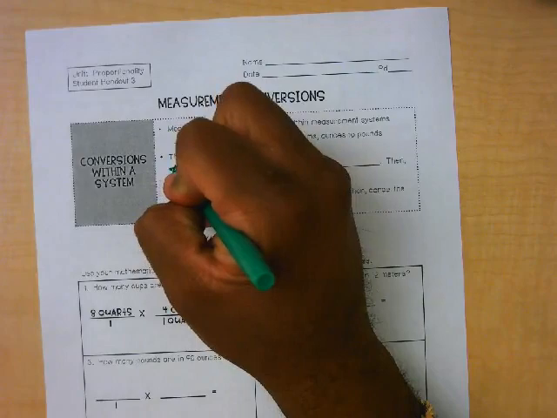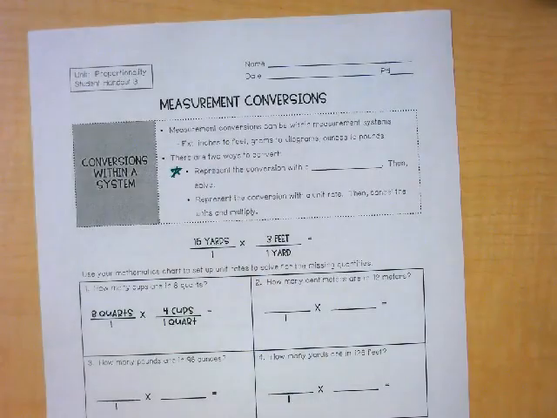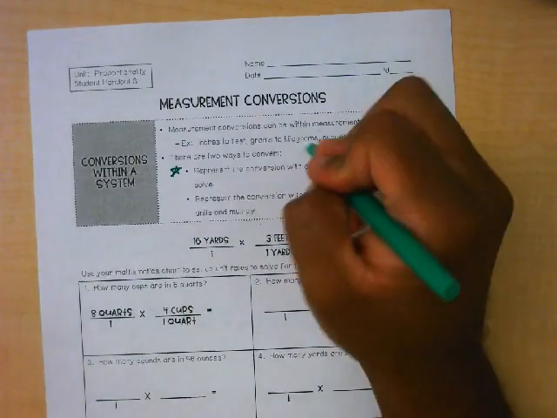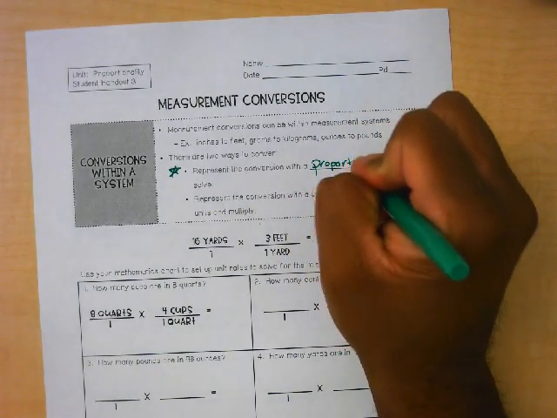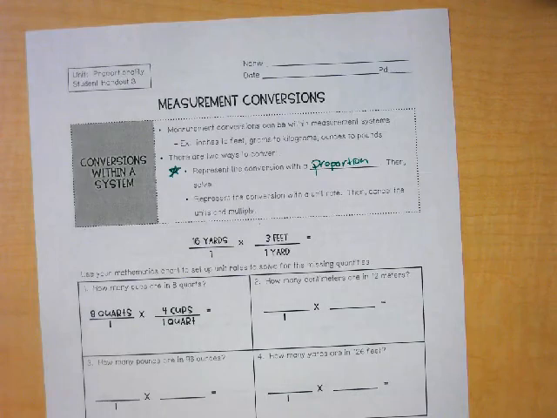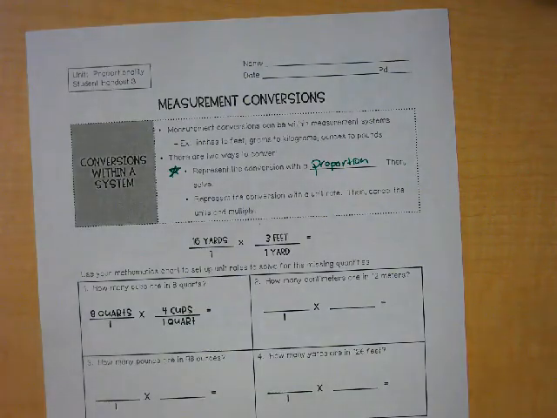It's an ugly star, or whatever. So we're going to represent the conversion with a proportion, and then we're going to solve it. The second way is to represent it with a unit rate, but we're not going to do it that way. The proportion is much easier for us to solve.